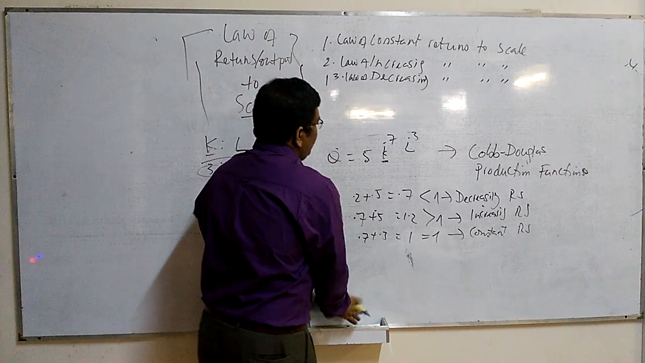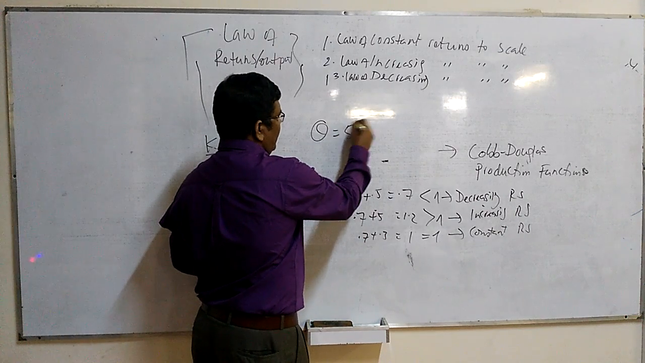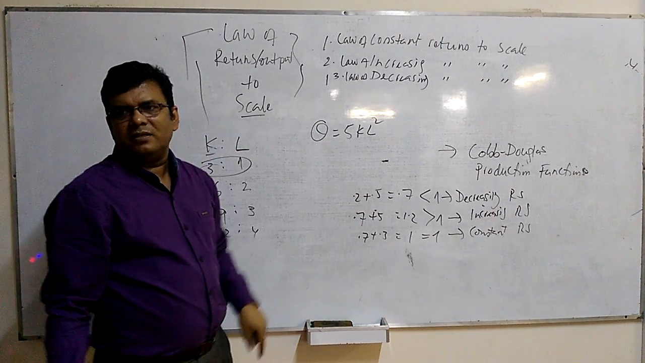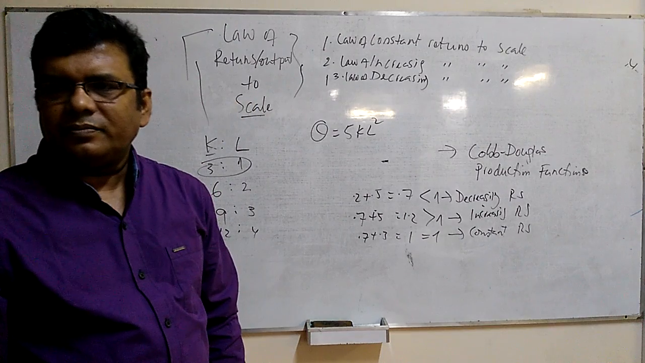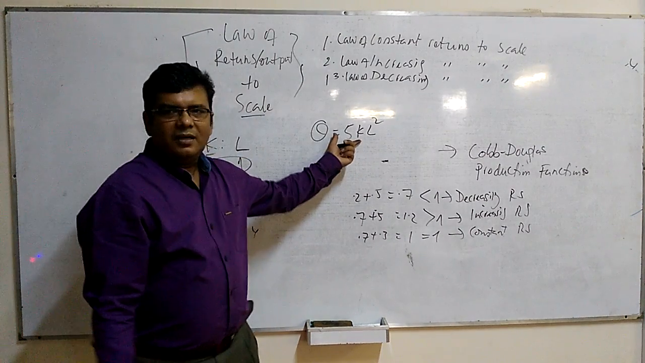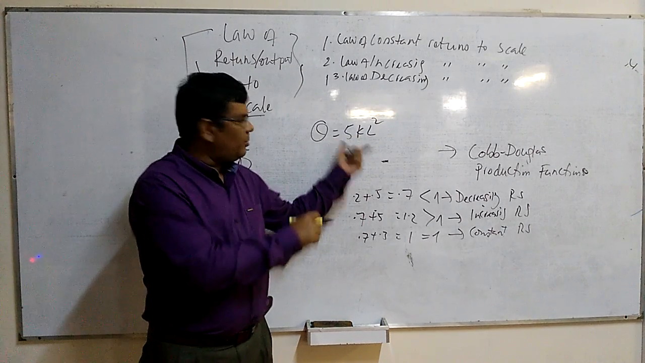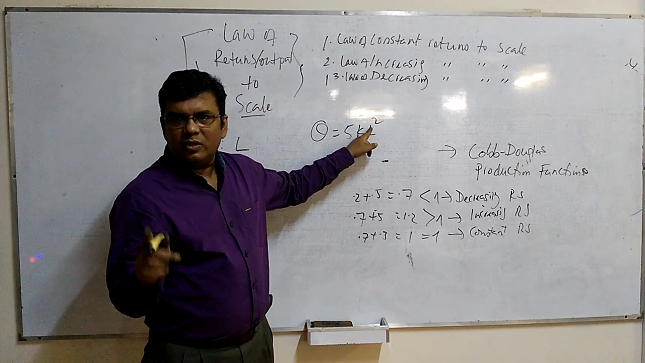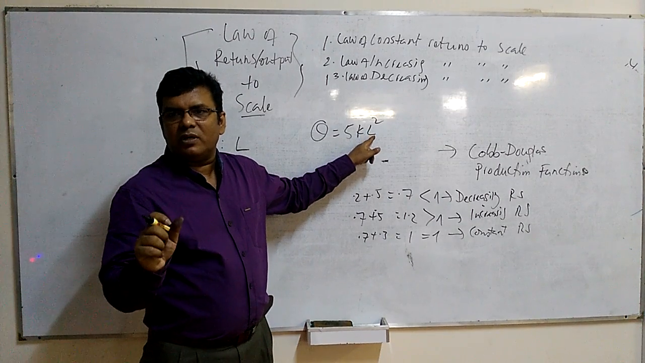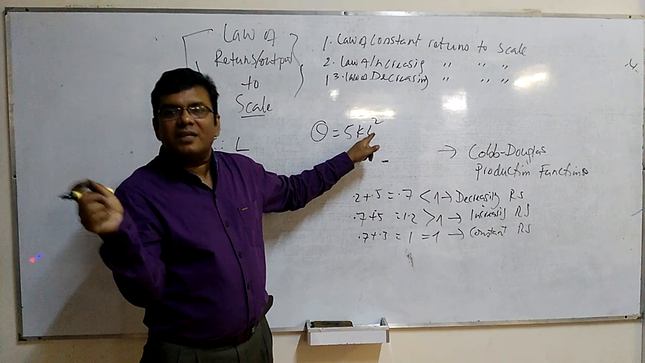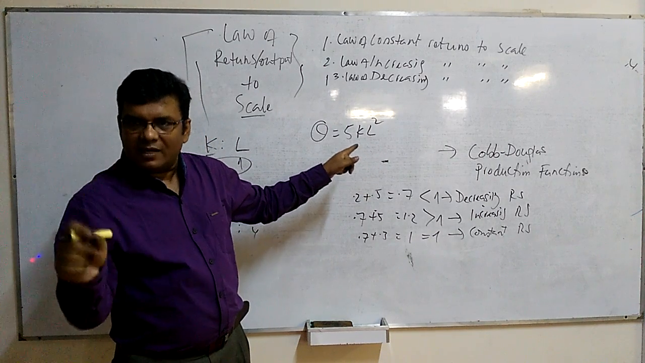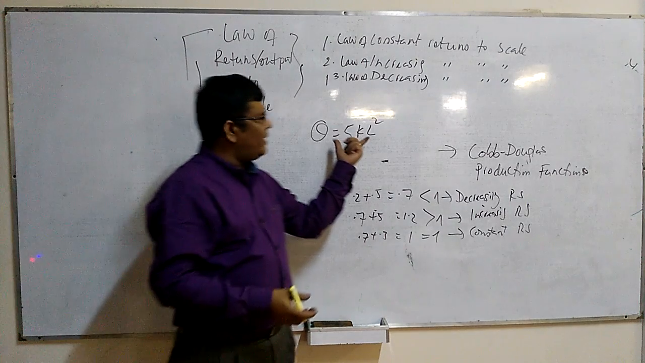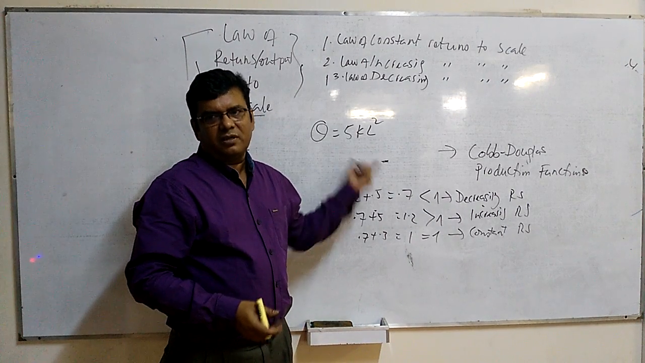Now let us take one production technology like 5KL². Can you identify which kind of production technology it is? IRS, CRS, or DRS? How do you identify it? I talked about the shortcut method. What is the power of K? 1. What is the power of L? 2. 1 plus 2 is greater than 1, equal to 1, or less than 1? You got 3, so it is greater than 1. If it is greater than 1, it is increasing. If it is exactly 1, constant. If it is less than 1, decreasing. These are the shortcut methods, so you can easily identify at what scale your production technology is.